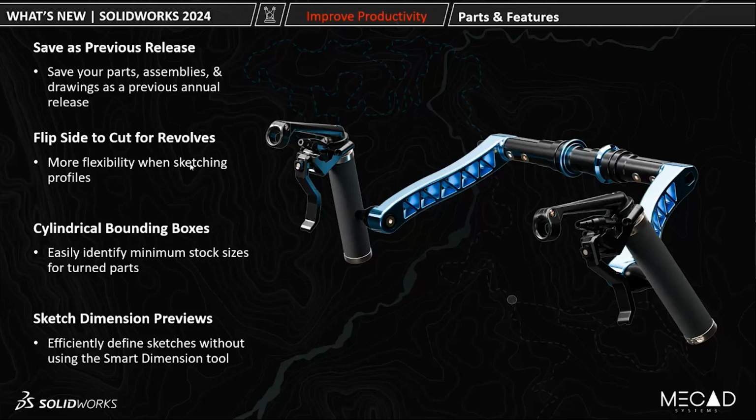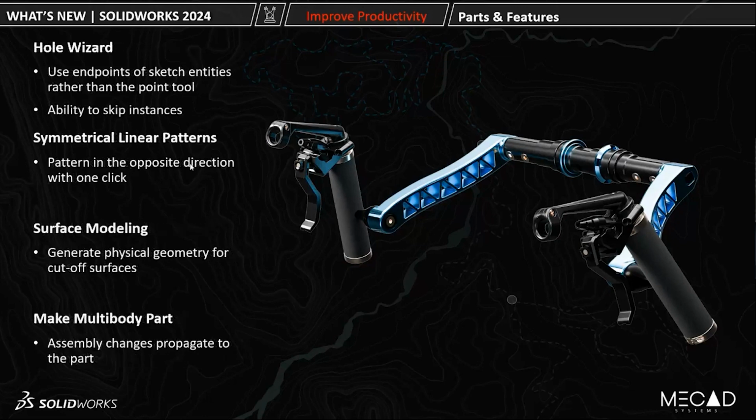Then flip side to cut for revolves: we have a new option that you can tick, like a cut extrude, where you can flip the side to cut so it cuts everything away. You can now do that for revolves as well. Very useful. The cylindrical bounding boxes, sketch dimension previews. That's going to increase your sketching tenfold. You can almost guarantee that. Hole wizard, awesome 2D sketch where you can pre-select that, pre-create it.